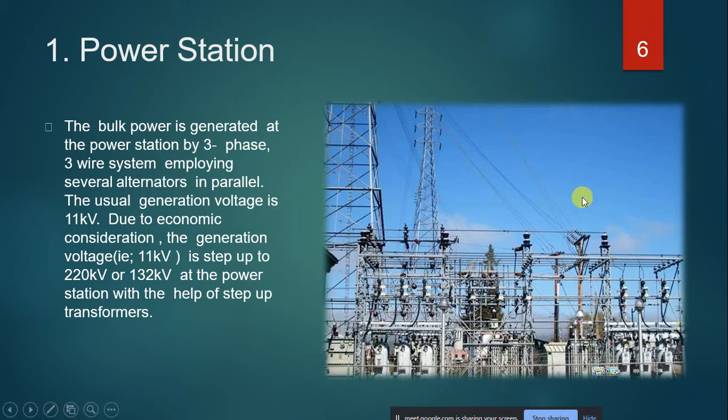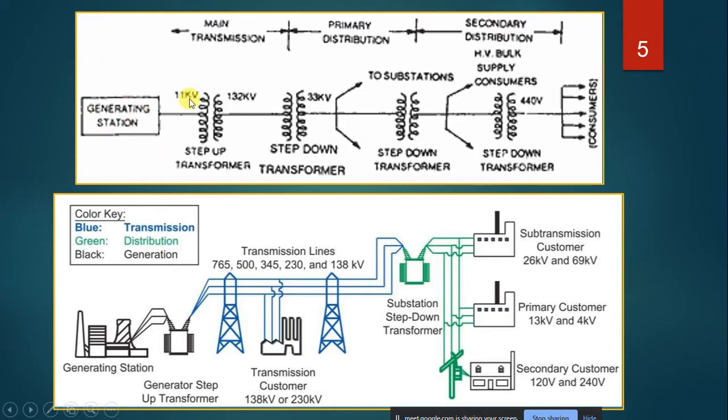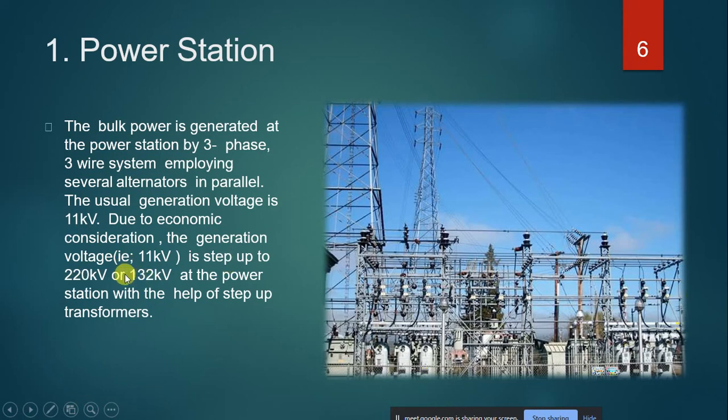So here the generation is 11 kV. It has been stepped up to 132 kV. This is possible only with a step up transformer. First of all, what is a step up transformer? In a step up transformer, you have a primary input at lower voltage, that is 11 kV. Secondary voltage is 220 kV or 132 kV. That is, it has been stepped up, amplified.